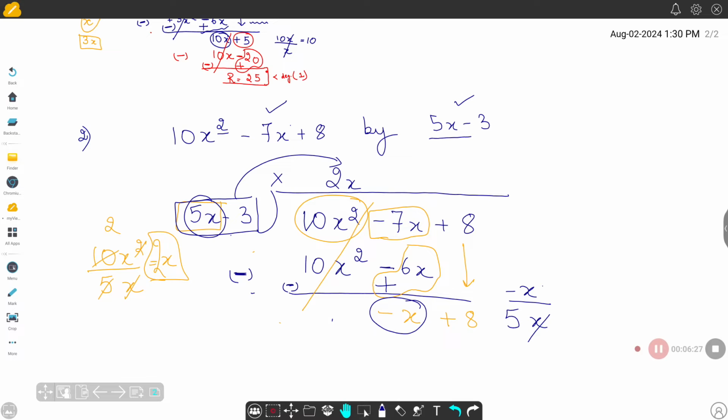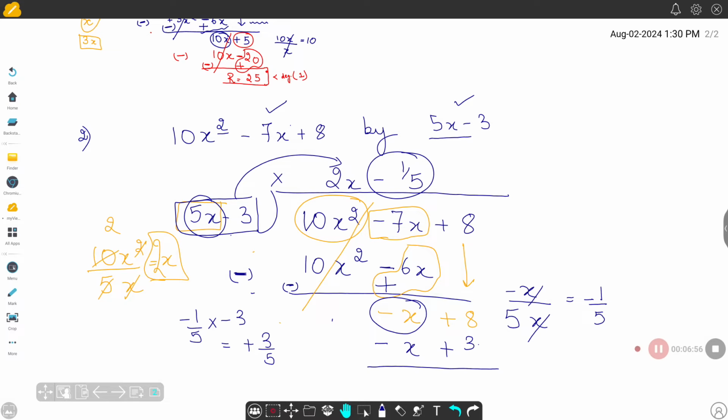See, x and x will cut. So the new quotient term is minus 1 upon 5. So minus 1 upon 5, just write over there. Now 5x to be multiplied by minus 1 upon 5, which will give me minus x only. And then minus 1 upon 5 to be multiplied by minus 3, which will give me positive 3 by 5. So here positive 3 by 5.